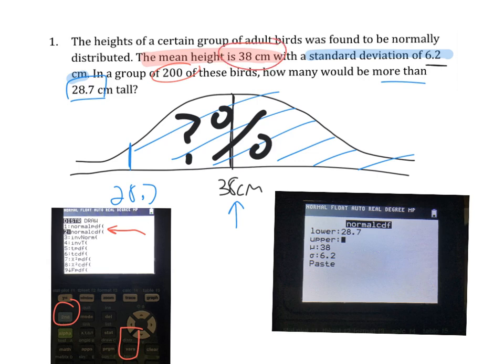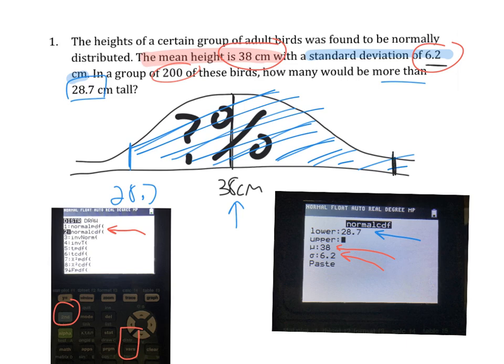They tell you the mean height is 38, so mu is 38. The standard deviation is 6.2. And I want to figure out the percentage of the birds whose heights are bigger than 28.7. So I set my lower limit to be 28.7. And now my question is, what should I set the upper limit to? I just want to find the heights of the birds that are bigger than 28.7.